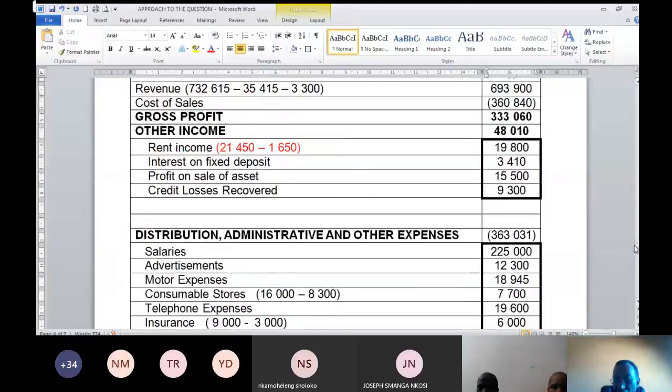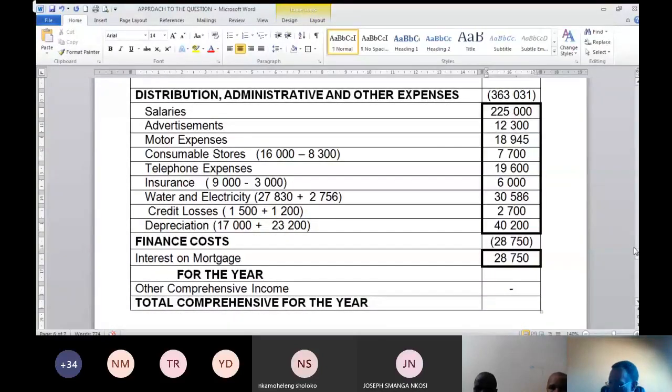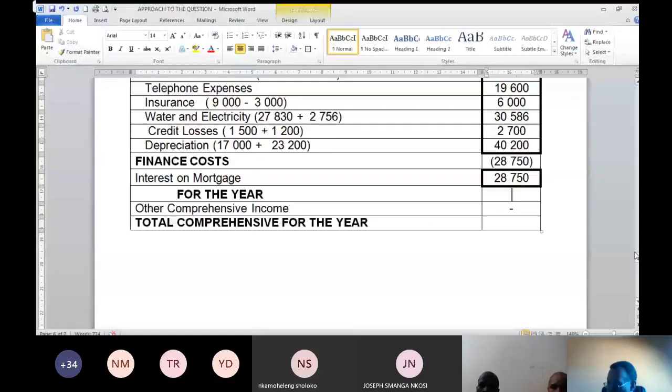So you take your gross profit of 333,060 plus your other income of 48,010 minus your distribution, administrative and other expenses of 363,031 minus your finance cost of 28,750, and you will see that you will now have a negative amount of 10,711. The negative amount you put in brackets.